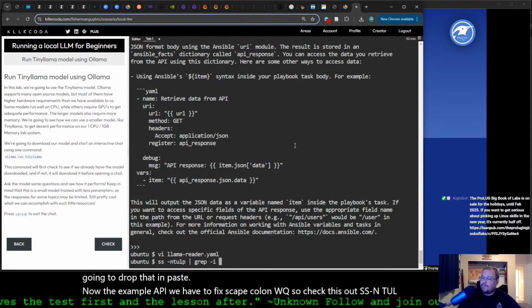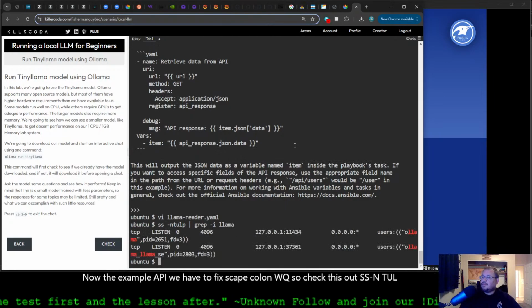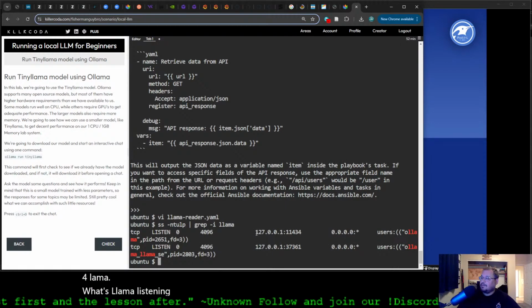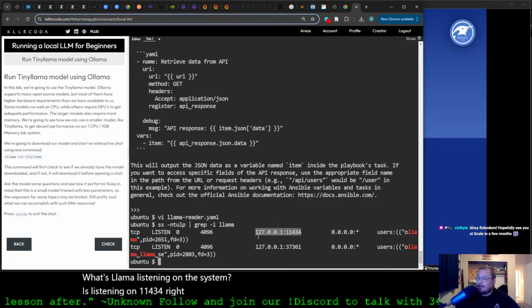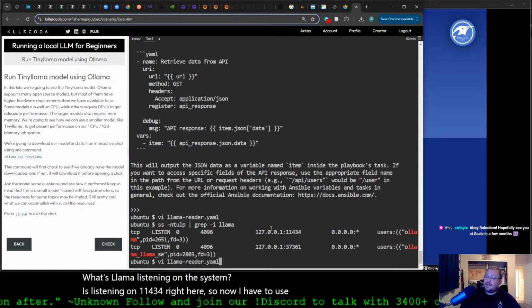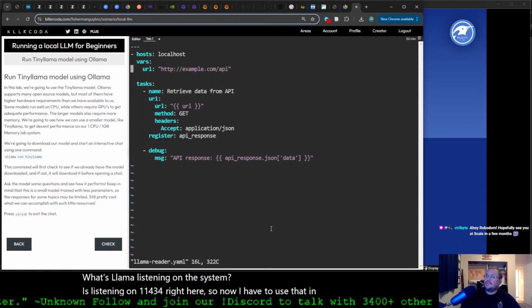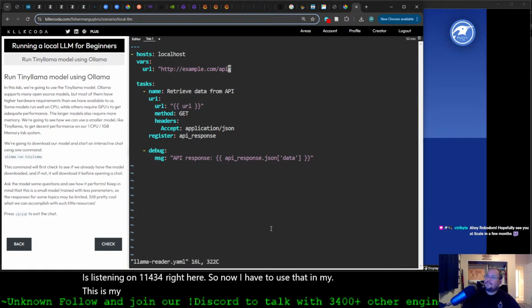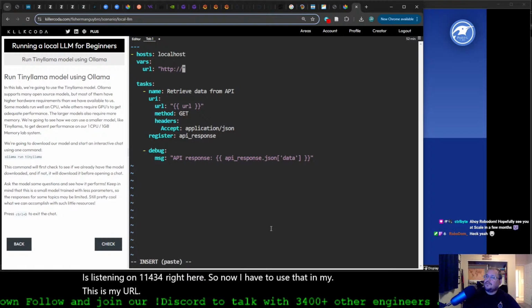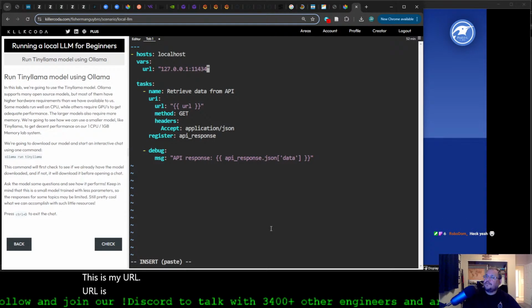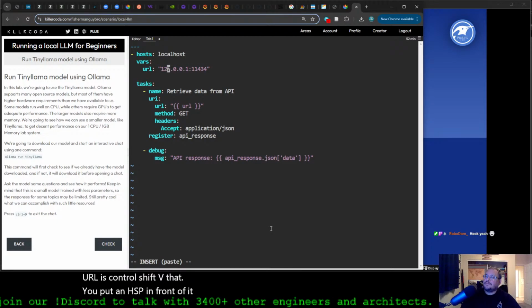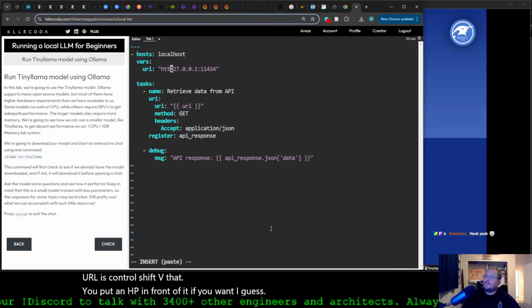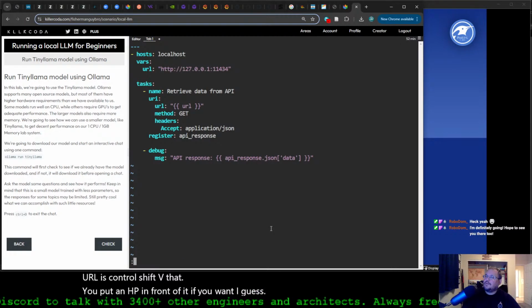So check this out. ss -ntulp, grep for llama. What's llama listening on this system? Llama is listening on 11434 right here. So now I have to use that in my, this is my URL. URL is Control-Shift-V, that. You can put an HTTP in front of it if you want, I guess. Yeah, it's fine.